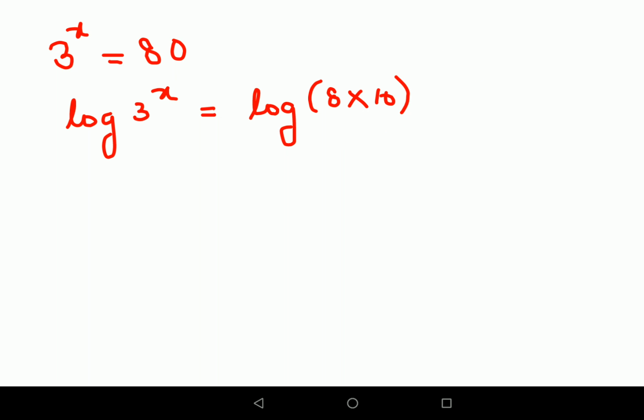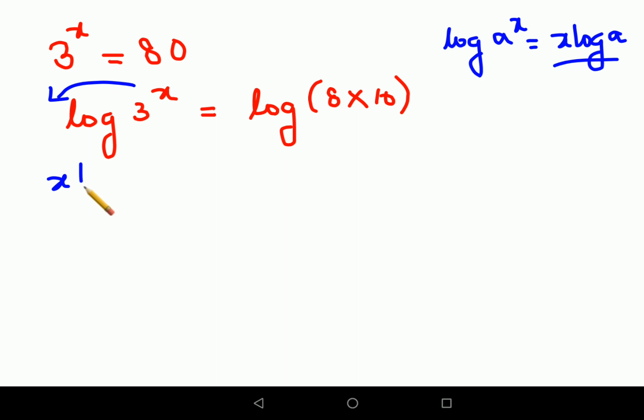So now remember, log of any number raised to a power, the power goes ahead and gets multiplied to log of that number. So log of a raised to x gets you x into log a. So here also, x will go ahead, so you will have x log 3.